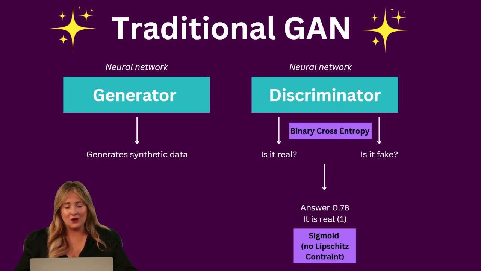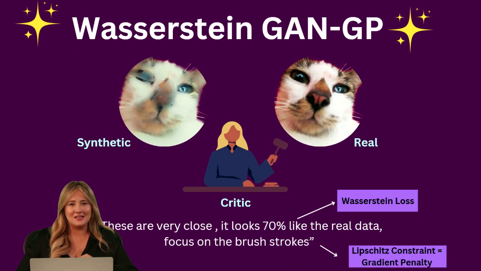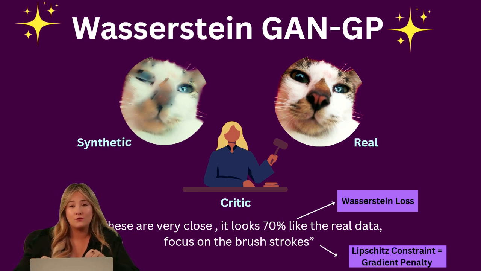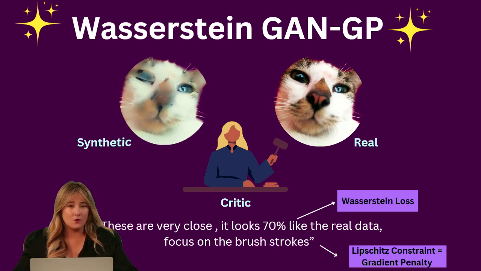As the years went on, GANs got more advanced, and we have something called a WGAN-GP. Now, a WGAN-GP stands for a Wasserstein GAN with a gradient penalty. And the difference between this and a traditional GAN is that a WGAN-GP has a critic instead of a discriminator. So the critic is just more informed, okay? Because what it does is the critic uses a Wasserstein loss or an Earth mover's distance to basically tell the synthetic data how far away it is from the real data. So it doesn't just say it is or it isn't. It says you're about 70% of the way there.